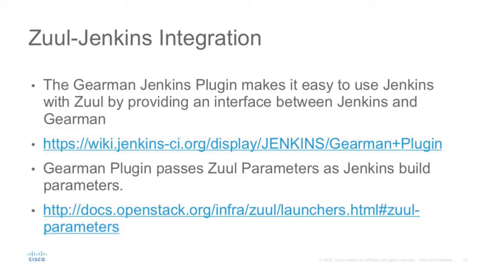ZUUL Jenkins integration, this is pretty much standard. It's same for single node or multi-node. It uses the Gerrit Jenkins plugin. So basically, it takes arguments from ZUUL and it passes them as build arguments to Jenkins. And then Jenkins will do the rest of the build stuff, like it builds the code and then returns an error code back to ZUUL. And then ZUUL is going to use the return code and vote on the review in Gerrit. That's the link for the Gerrit plugin documentation.